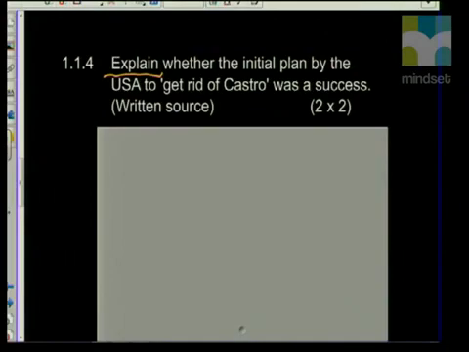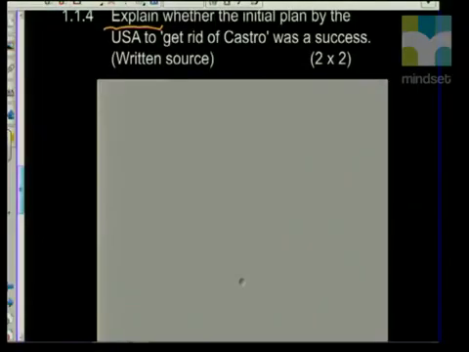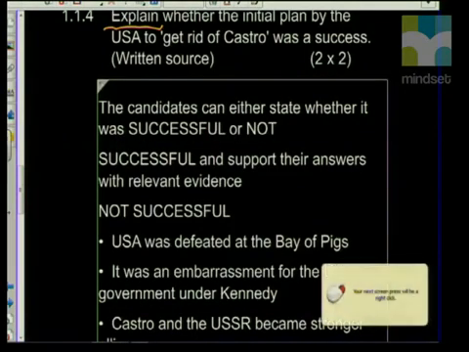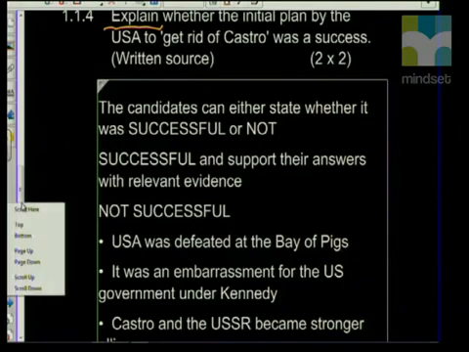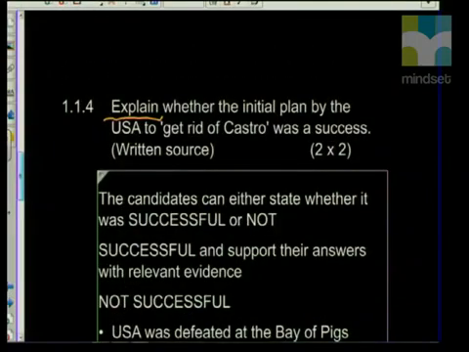Okay, so you already know from reading the source that the USA wanted to get rid of Fidel Castro, and then the mark allocation is 2 times 2, it's 4 marks. Okay, let's look at the possible answers there. So there you can either state whether it was successful or not. The question does say, explain whether it was successful or not. Don't just write down the answer without specifying whether it was successful or not.